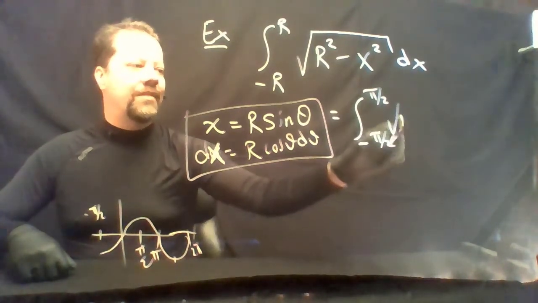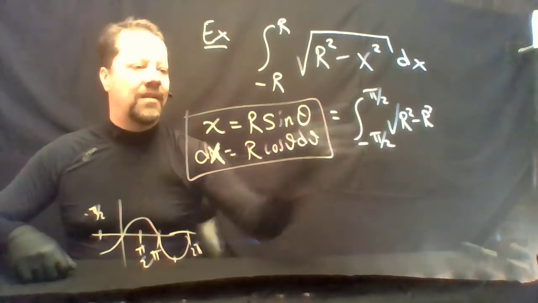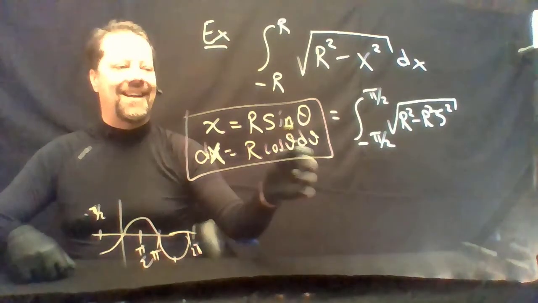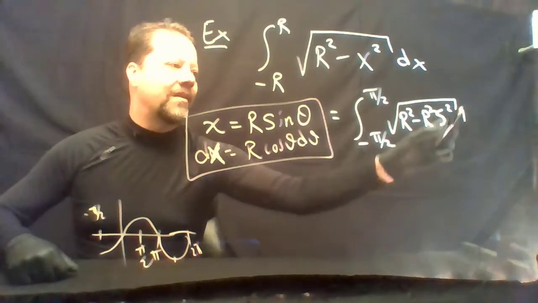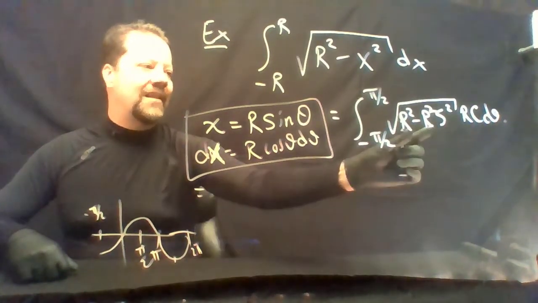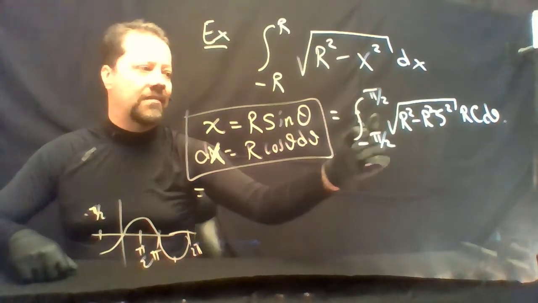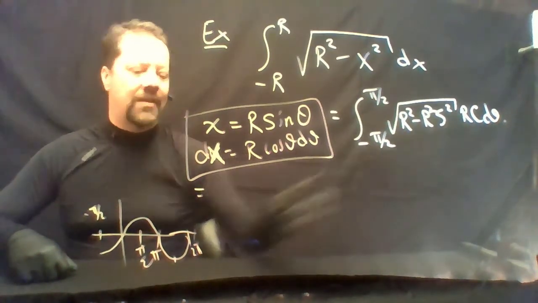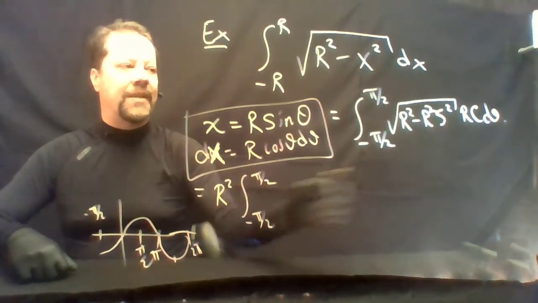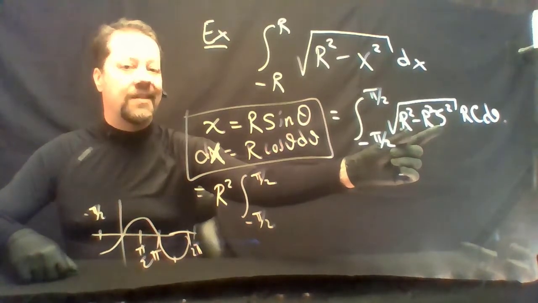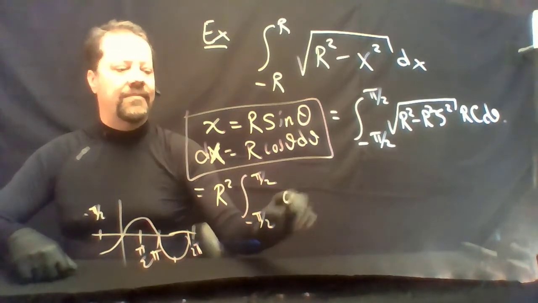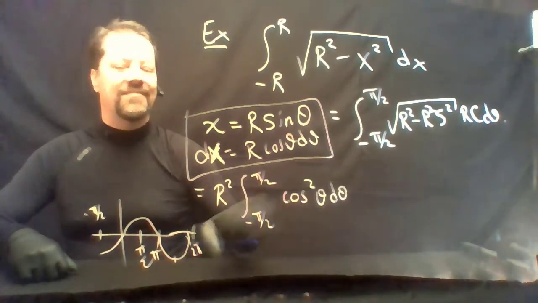We'll have the square root of r squared minus r squared sine squared. I'll write an s instead of the entire sine theta. dx is r cosine theta d theta. We can get this r squared coming out of the square root as an r, the radius is positive, times an r gives us r squared, the integral from minus pi over 2 to pi over 2. 1 minus sine squared is cosine squared. Square root of that is cosine. We're integrating cosine squared theta d theta.